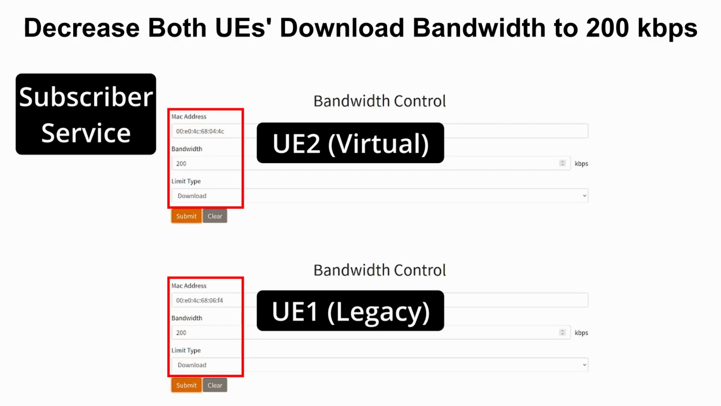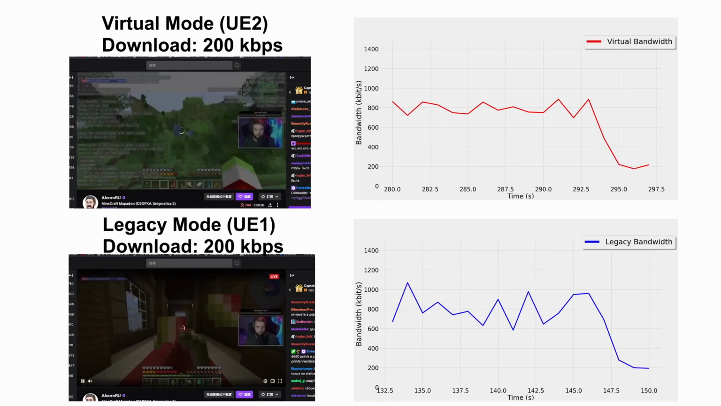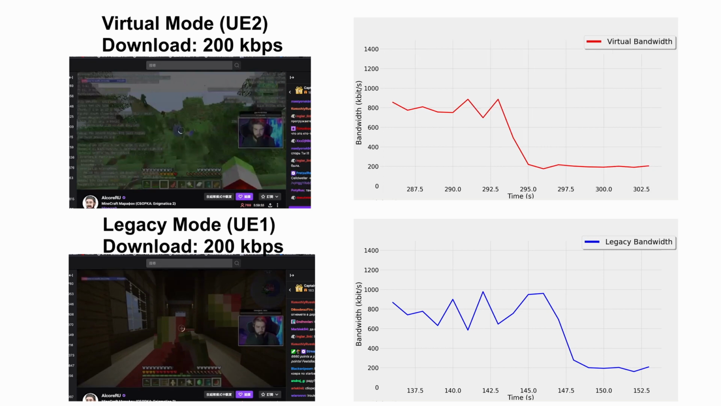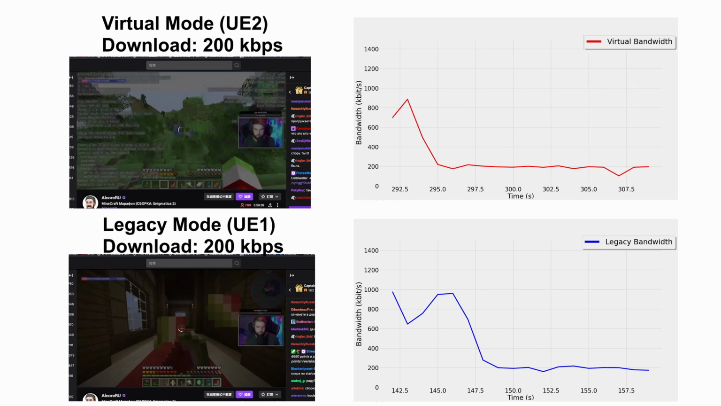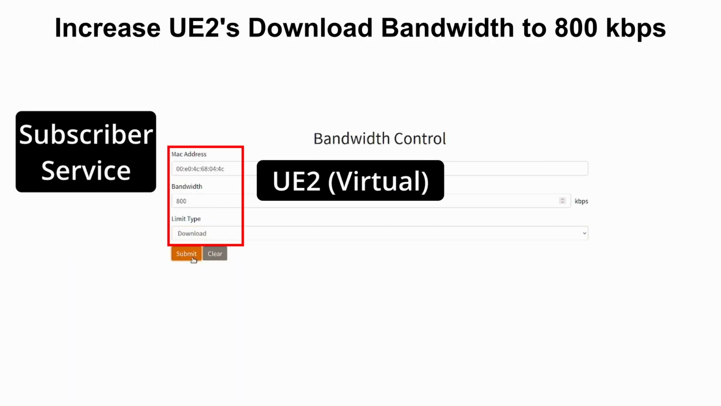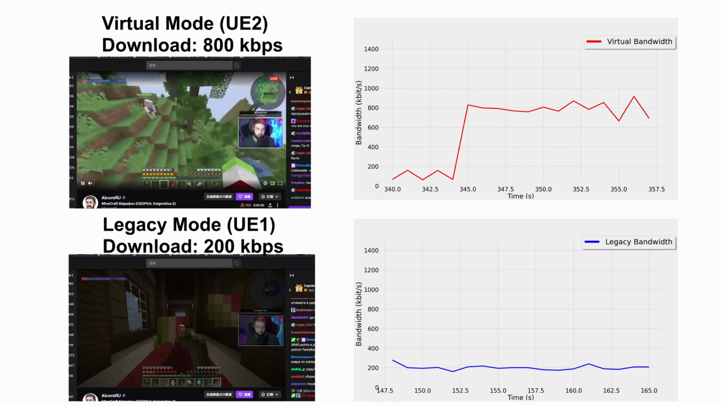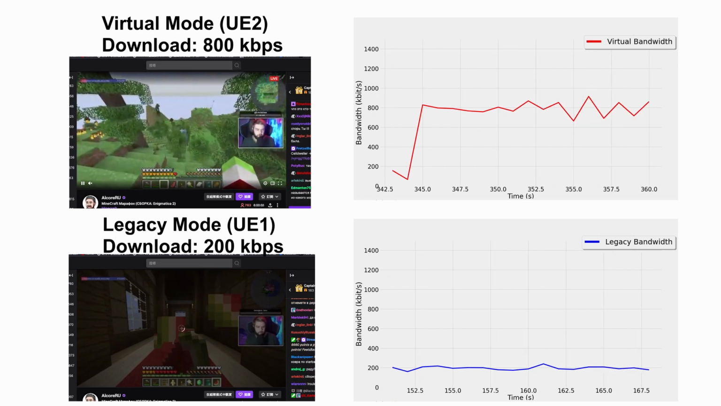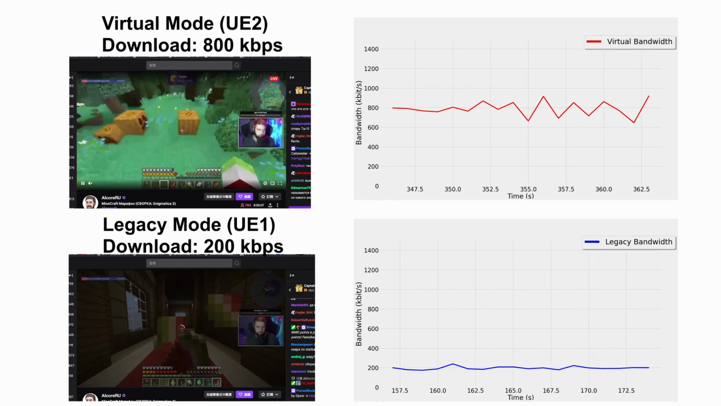Now, we restrict both user equipment to 200 kilobit per second. The figures on the right tell that the data has been limited to 200 kilobit per second and consequently, the live streams freeze. Now, we raise the data usage of user equipment 2 to 800 kilobit per second. The figure on the right immediately responds to the rise and the live stream on user equipment 2 also restores. Still, user equipment 1 remains at 200 kilobit per second.